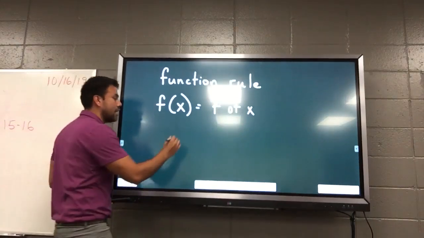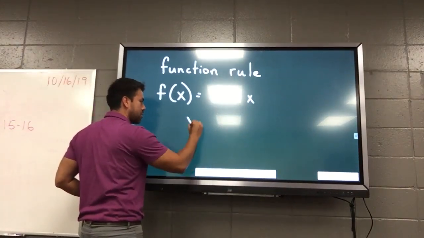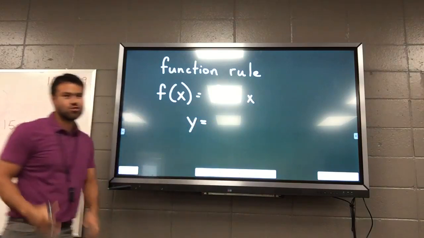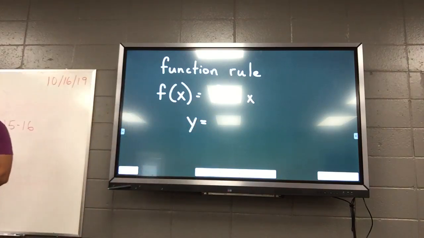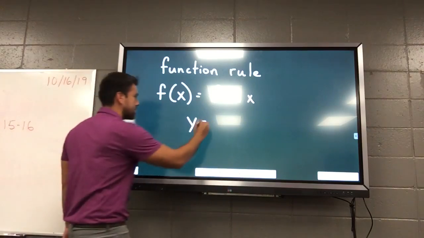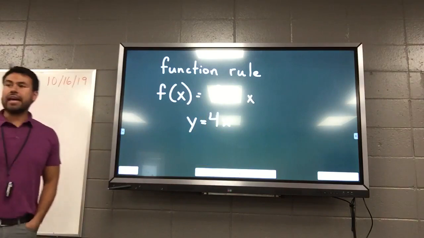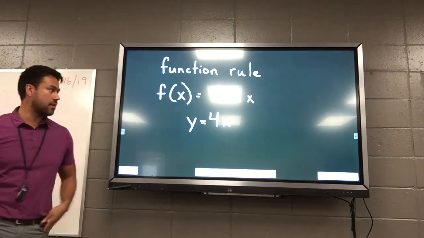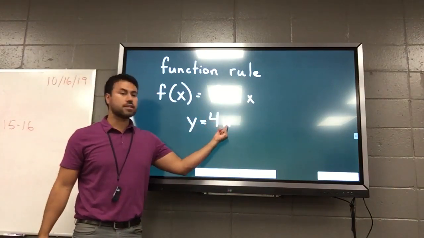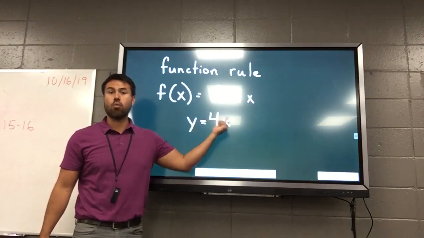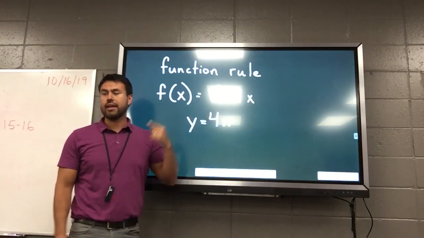Okay, so if I have a function rule, y equals 4x, this is a function because any value I put in for x, I'm going to get exactly one y. And so let's test it out.